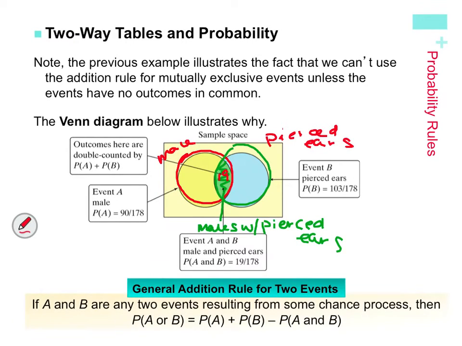So that's called the general addition rule for two events. If A and B are any two events resulting from some chance process, then the probability of A or B, you add them together like you do with mutually exclusive events, but then you have to subtract out any overlap that might happen.